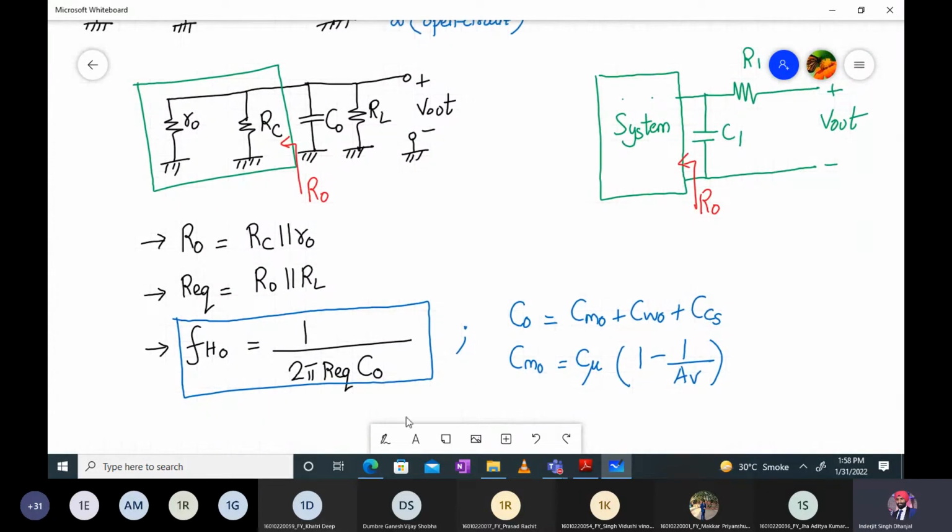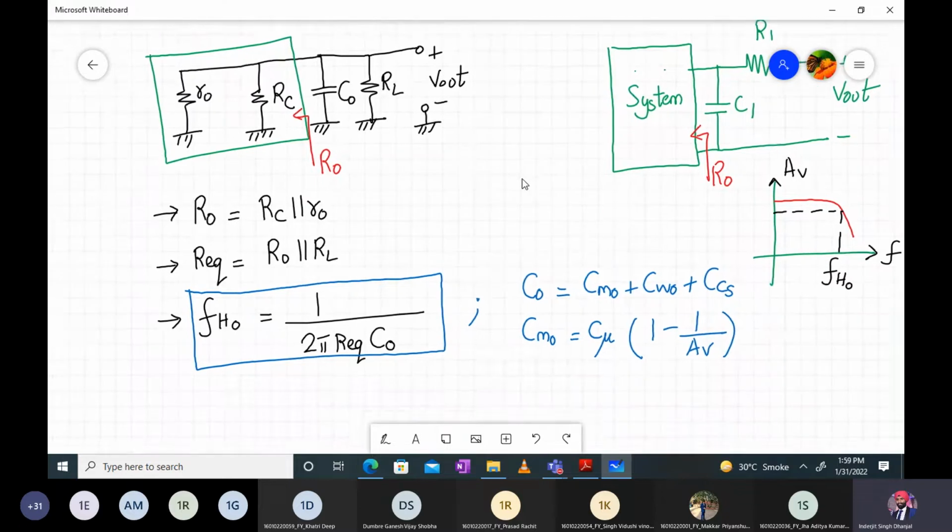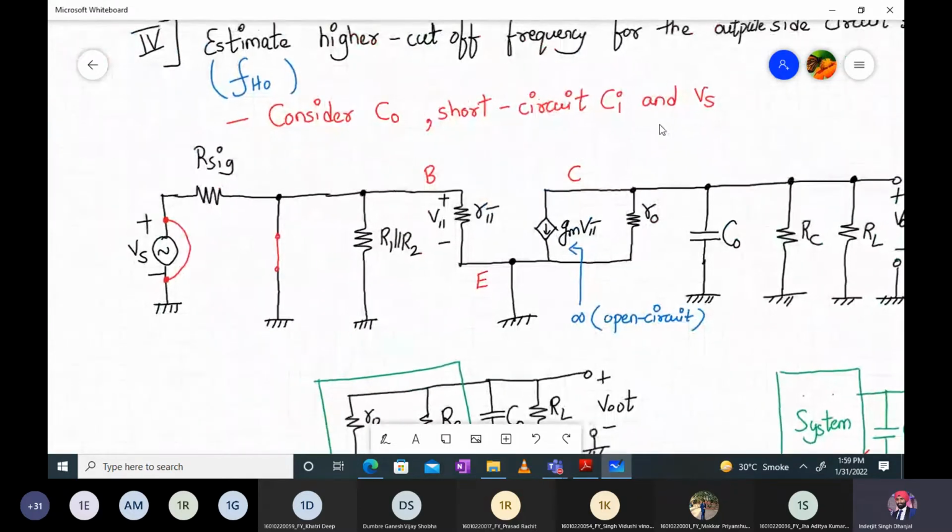Again, the frequency response, you all know how it will be. The frequency response will be something like this. It's the higher cutoff frequency which we are interested in this case. So this is your AV and this is your frequency, and this is the higher cutoff frequency. Basically this will become my FHO, whose expression will be given by 1 upon 2 pi R equivalent into CO, where R equivalent is capital RO parallel to capital RL, and CO is this over here. Clear about this? So this was point number 4.